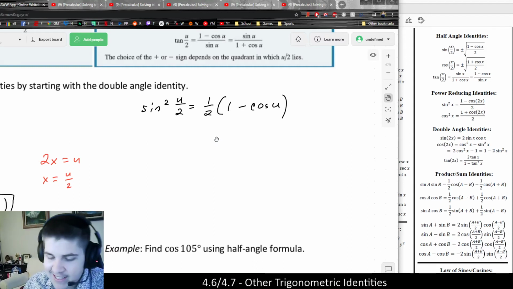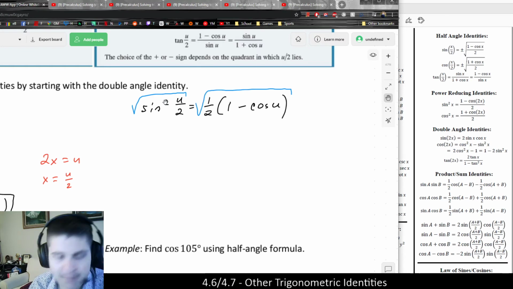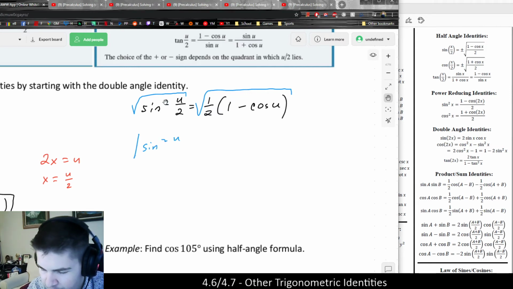Now, since I have sine squared, another generic algebraic principle is that if I have a square, I could take the square root of both sides. If I do that, that would cancel out the square root. Technically, it's not necessarily going to be that simple, because when I'm taking the square root of something squared, that would leave me with the absolute value. That would leave me with the absolute value of sine of u over 2.